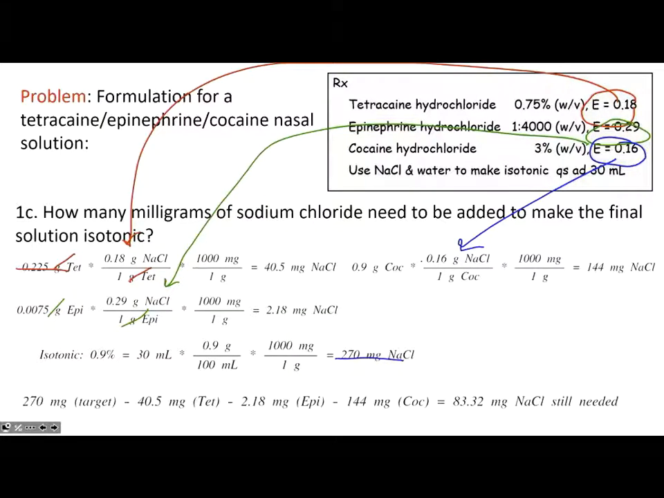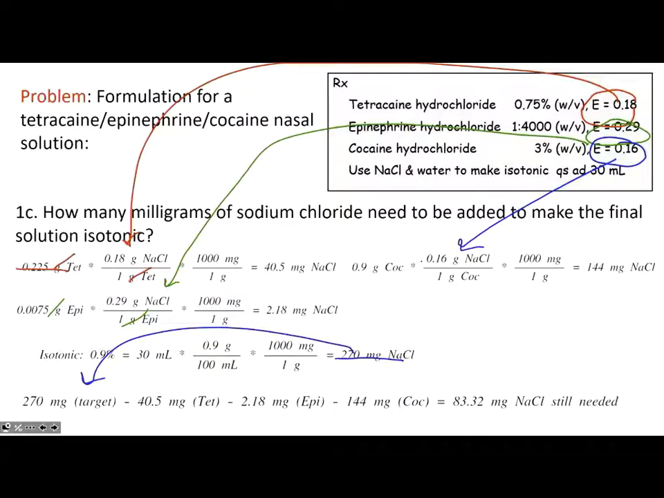So that's my target. That's the total amount I need. So the last step is simply to take that target, bring it over here, and subtract each of the individual ingredients that we just calculated. The difference between my target of 270 milligrams and each individual drug ingredient means I still need 83.32 milligrams of sodium chloride. All right? And if I have solid sodium chloride, I just weigh that and use that. And that's kind of what we're doing in this example here.